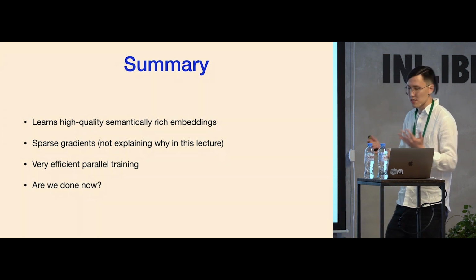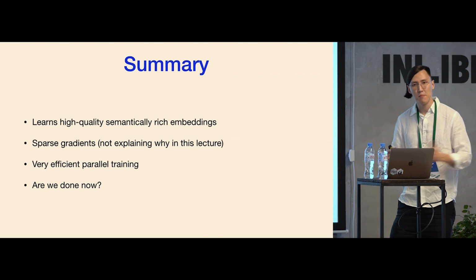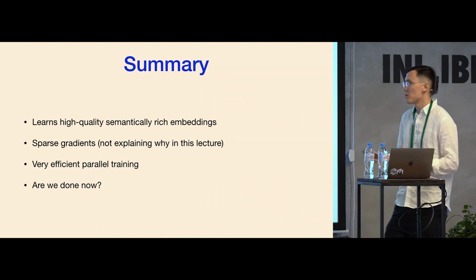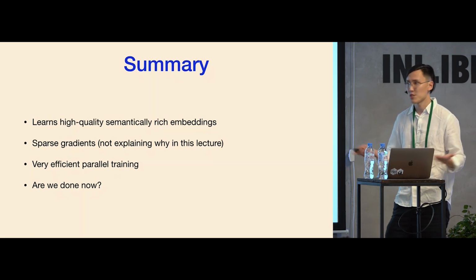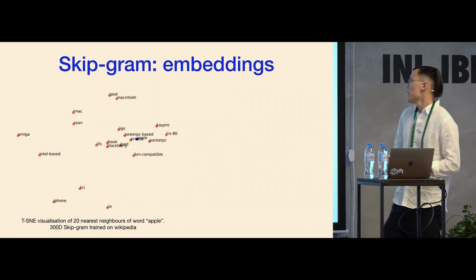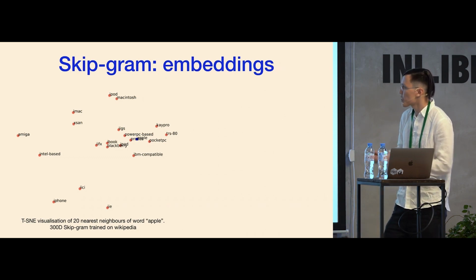So, okay, I just described to you a representation learning method, and well, basically, are we done now? We have a good model. Why do we need to do anything else? Can we just keep using it? And the answer is probably no. So look at this picture.